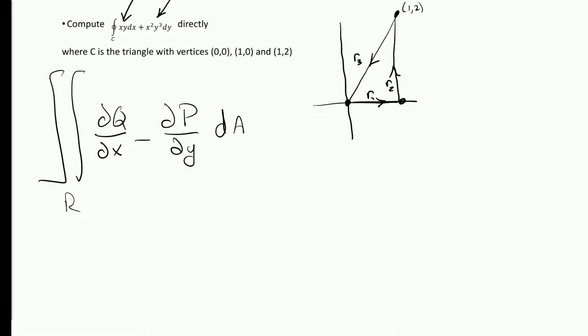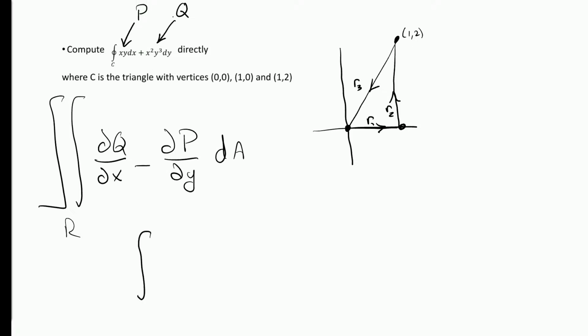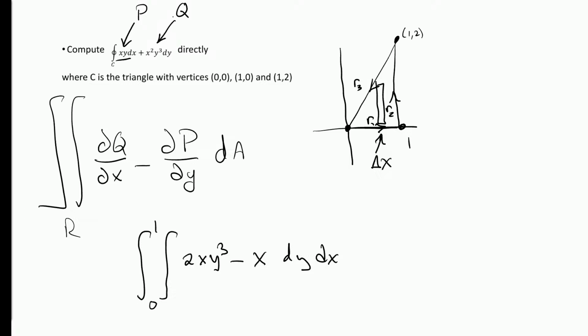Okay, so here's what we'll do: we just have to figure out the derivatives of these things, and then we're all done for the day. We're going to do the derivative of Q with respect to x. That's easy, 2xy cubed. Subtract off the derivative of P with respect to y. That's easy enough. I have my region here. I'm going to use a vertical rectangle, which means that my x's will go from 0 to 1. My y's will go from 0 to y equals 2x, because that line there is y equals 2x.